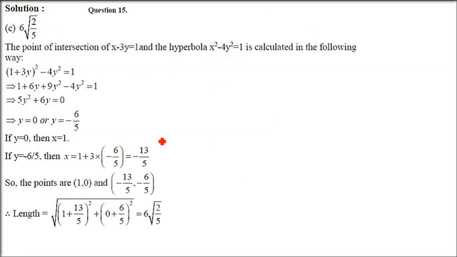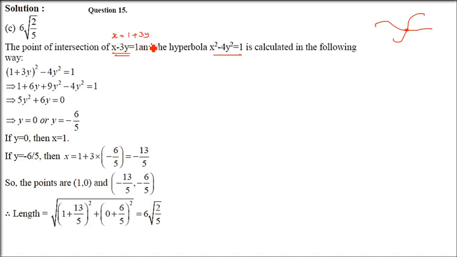Now the next question is the length of the straight line x minus 3y equals 1 intercepted by the hyperbola x square minus 4y square equals 1. So when we have two curves that intersect, we solve them. So we have any two curves and we want to solve them. So just take the value of x from one figure and put it in the other figure. Right? So you have x square minus 4y square equals 1. So you have x minus 3y equals 1. Just take it as x equals 1 plus 3y.